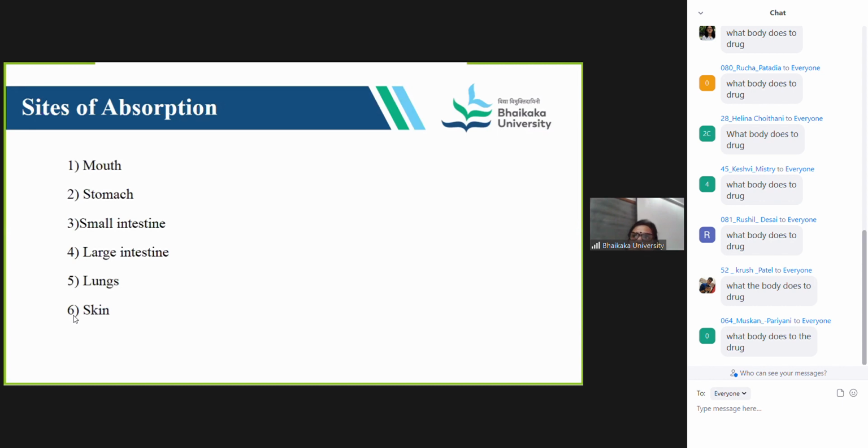Usually most of the drugs are absorbed through the GIT. So the sites of absorption are the stomach and small intestine. Yes, another site is the mouth. For drugs given by inhalation, it may be the lungs, and if given topically, then the site could be the skin. So these are the sites of absorption.